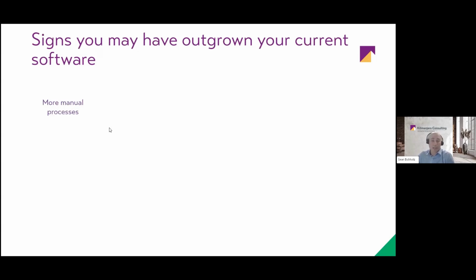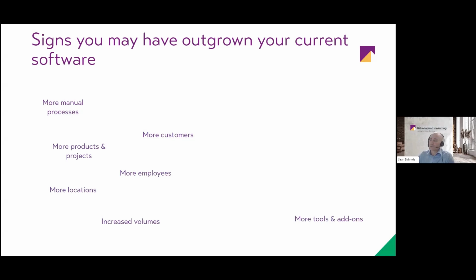Could be you're doing a lot more manual processes than you have ever been doing before. You've got more products that you're servicing or distributing or stocking. You're completing more projects than you ever have before. You've got more customers, more employees. You're managing more locations. You've got more tools and add-ons because you're potentially trying to bolt on different add-ons or connected products to solve a particular pain point that your current software may or may not take care of.